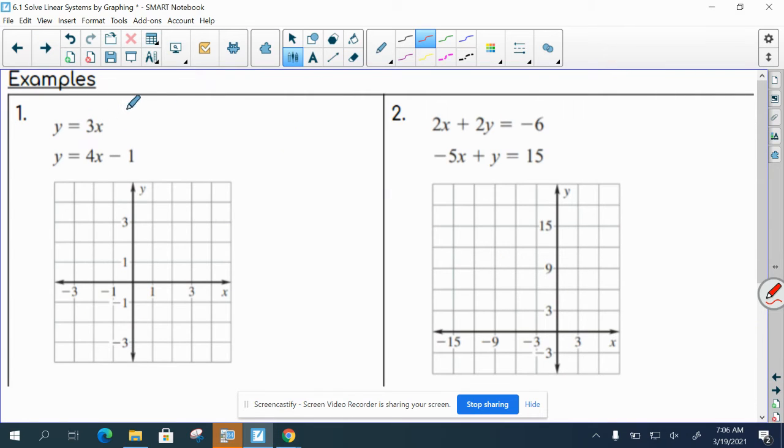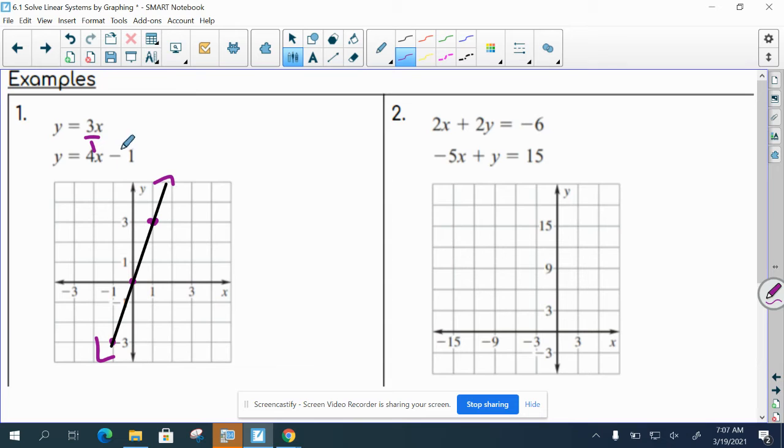So y equals 3x, or 3x plus 0. The y-intercept would be (0, 0), and the slope is 3 over 1. You would go up 3 and over 1, or you could go down 3 and left 1, which would also make a positive slope. Then I would graph my line.